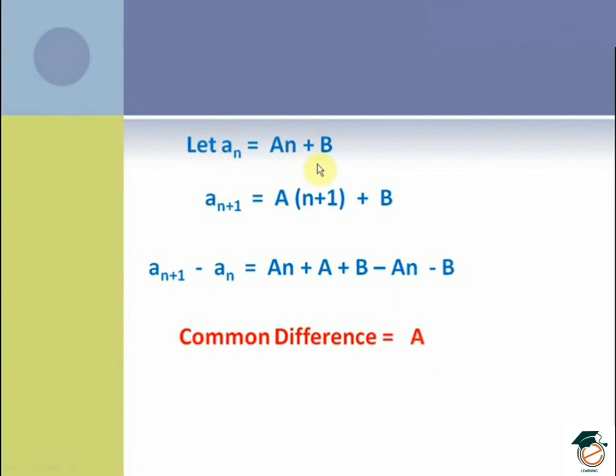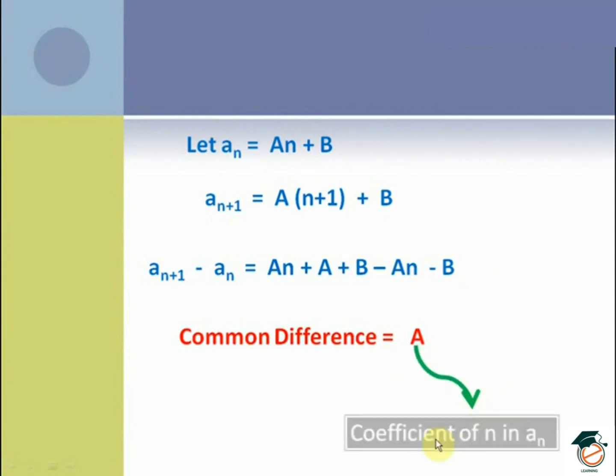Thus we can say that the sequence is an AP and the common difference is equal to a. Also, a is the coefficient of n in a_n. Here this is the expression of a_n, and we see that here a is the coefficient of n. So once again we can say that if we have a sequence such that the nth term is given by a linear expression an + b, then the sequence is an AP, and the common difference of this AP would be the coefficient of n.